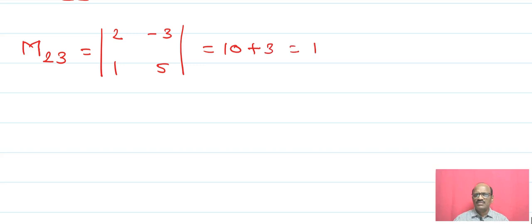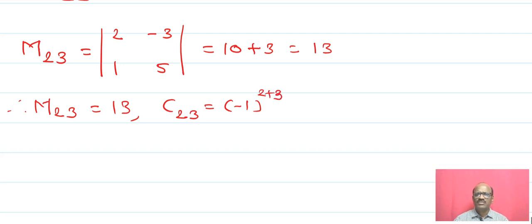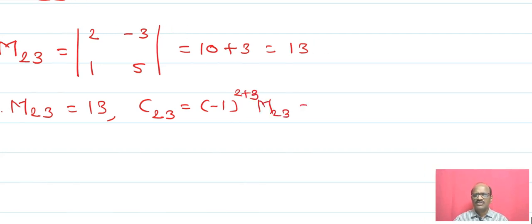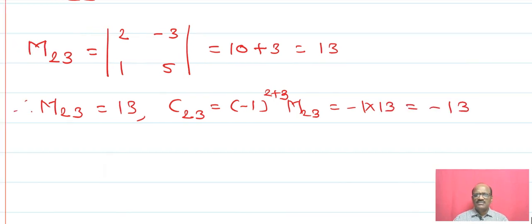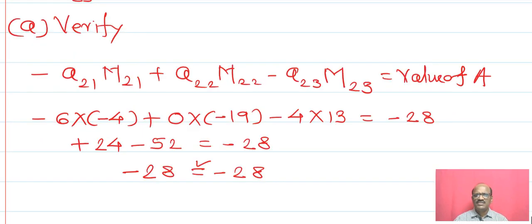Now next, minor 23, the minor of the element A23. M23 is equal to 2 minus 3, 1 5, that is equal to 10 plus 3, that is equal to 13. M23 is equal to 13. And C23 is equal to minus 13, because minus 1 raised to an odd number is minus. That is equal to minus 13. C23 is equal to minus 13.